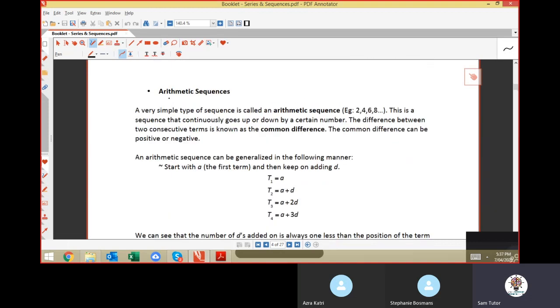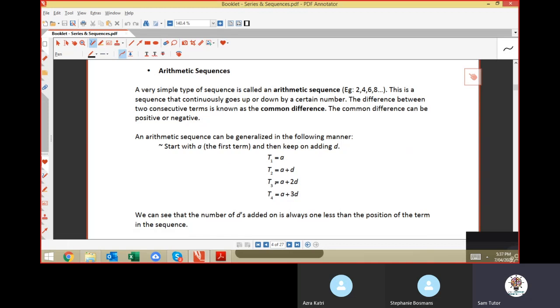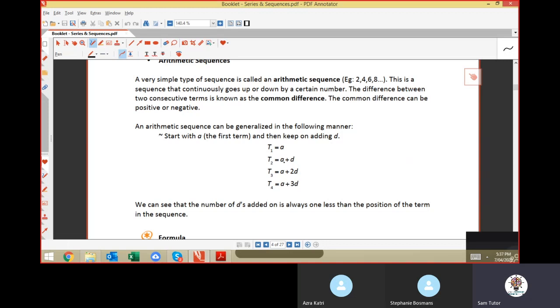Okay, so arithmetic sequences. This is a revision from 2 weeks ago. Arithmetic sequences go up by a common difference. An arithmetic sequence can be generalized in the following manner. Start with A and then keep on adding D, any number. So if the first term is A, the next one must be A plus D, the next A plus D plus another D, which is A plus 2D, and then you add another D, becomes A plus 3D, and so on.